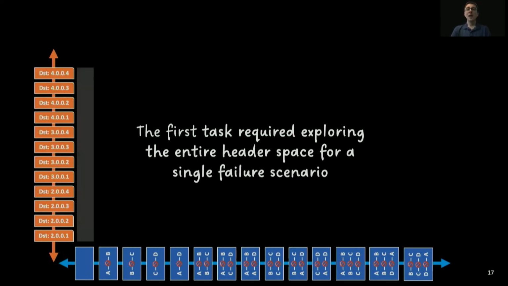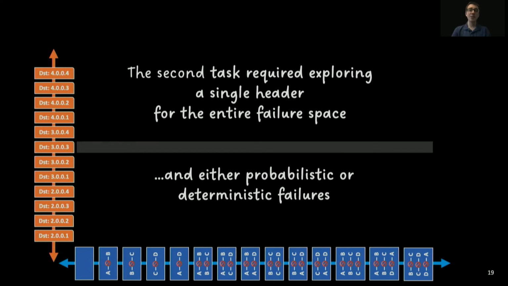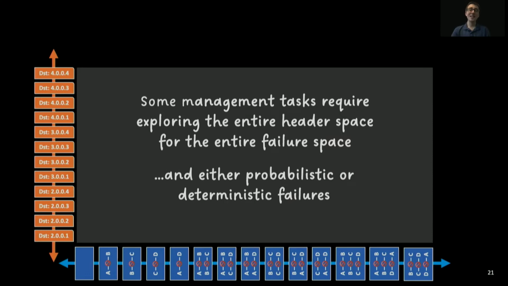In summary, identifying which host could be reached from a particular point in the network required analyzing the network's behavior across the entire header space for a single failure scenario. In contrast, to understand the network's tolerance to failures, we need to analyze the network's behavior for a single header across the entire failure space. And depending on the questions being asked, we need to consider either probabilistic or deterministic failures. However, some common network management tasks require analyzing a network's behavior for the entire header space and the entire failure space, which we call the product space. And they need to consider either probabilistic or deterministic failures.